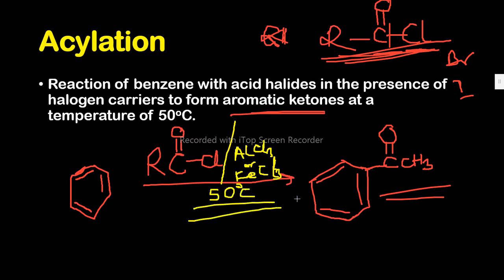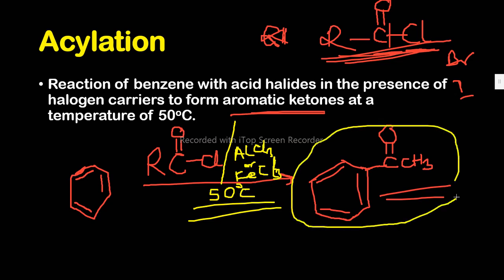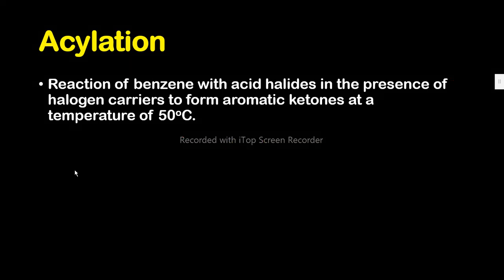If you do this, then you shall be in position to produce an aromatic ketone. Why a ketone? Because of this carbonyl carbon, whereby this side it is surrounded by a methyl group, and this side it is surrounded by an aryl group. So it is a ketone. Let's see how this reaction is really important. I might give you this.